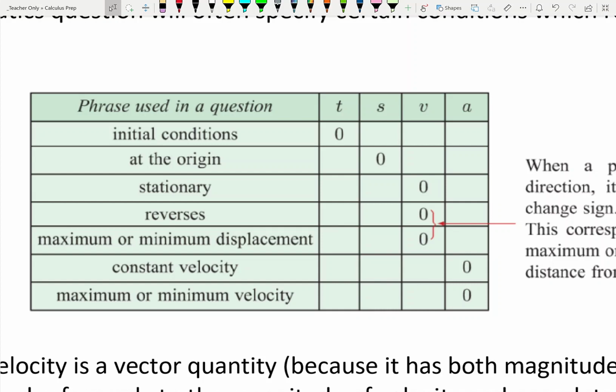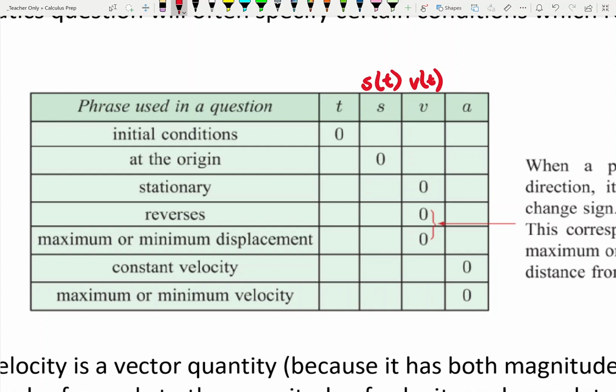If we want to know when the object is at the origin, then we set s of t equal to 0 and solve for t, and that will tell us when the displacement is 0 and the object is at the origin. If it's stationary or reversing direction, or when there's a maximum or a minimum displacement, then we let our velocity equal 0 and solve for t.